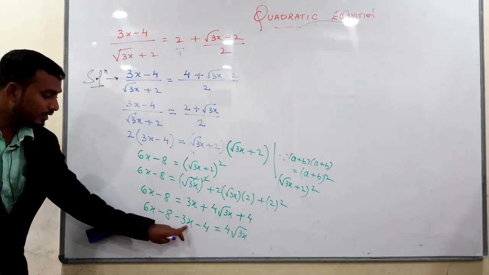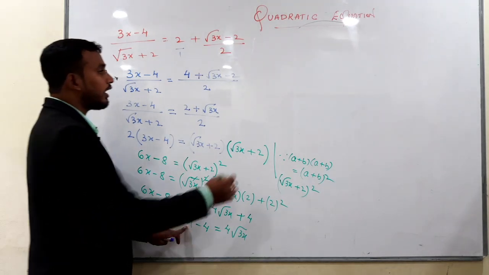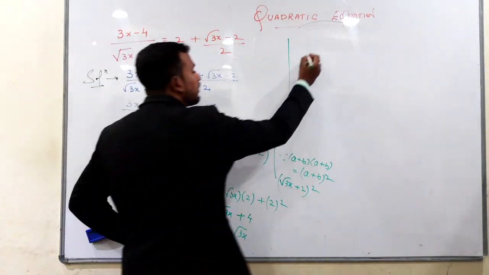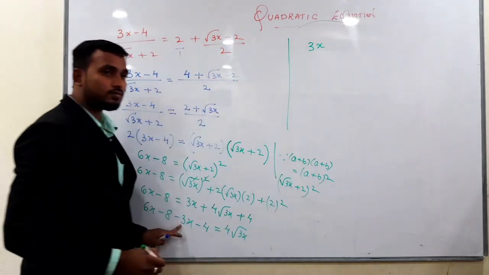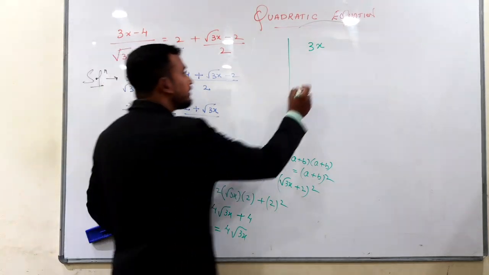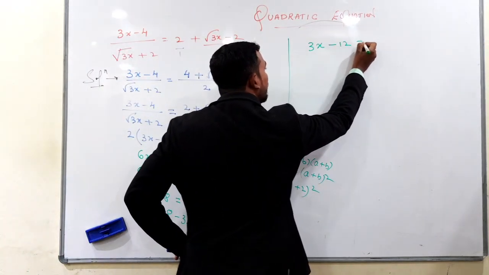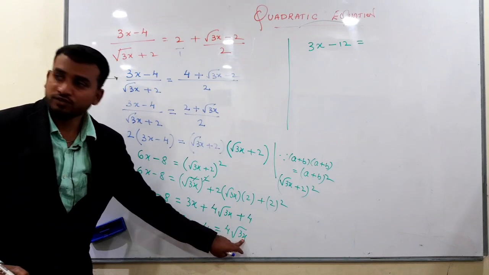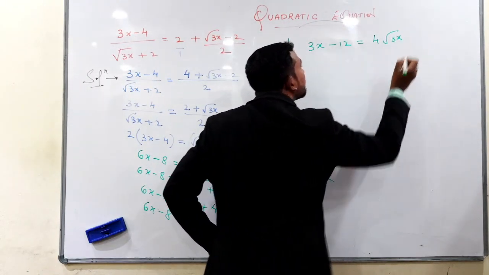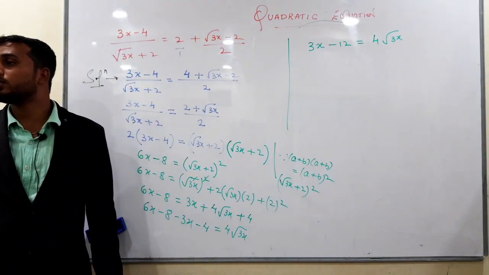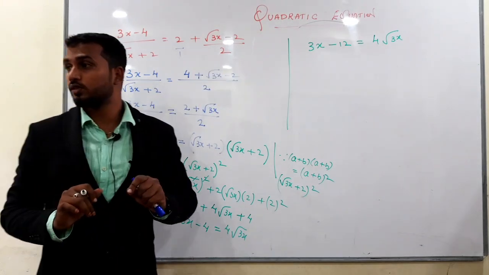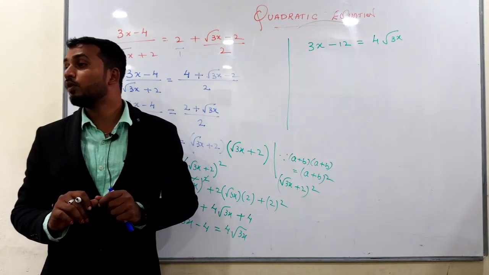Now 6x minus 3x, how much? I am solving the next part here. 6x minus 3x, that is plus 3x, plus 3x, minus 8 minus 4, that is nothing but minus 12, is equals to 4 root of 3x. Let me keep this term as it is, 4 root of 3x. Now what do we want now? We want to remove that root, correct? We want to remove this root.